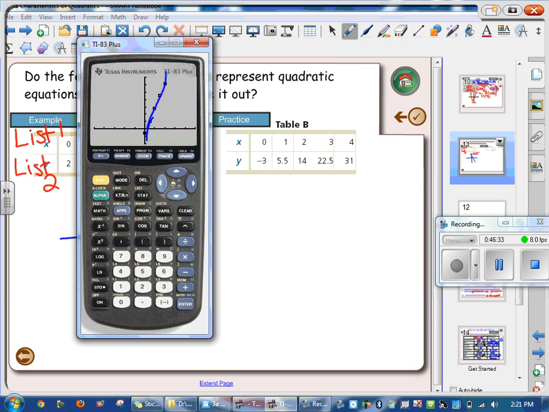Okay, this is the end of lesson 3A, characteristics of quadratics. Now you can work on your practice booklet questions.